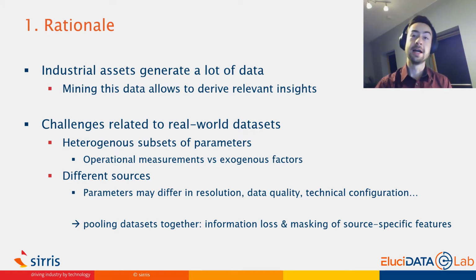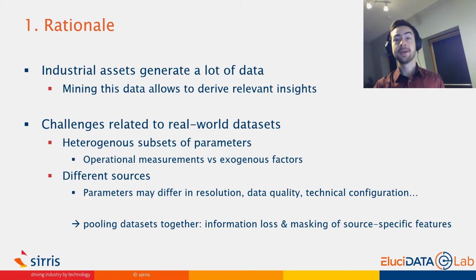First of all, they can consist of multiple heterogeneous subsets of parameters. An example here can be operational measurements, which are the measurements that control the status of the system. But another group of parameters can be the exogenous factors. This can be factors such as the weather, the temperature, for example, the surroundings around the asset.